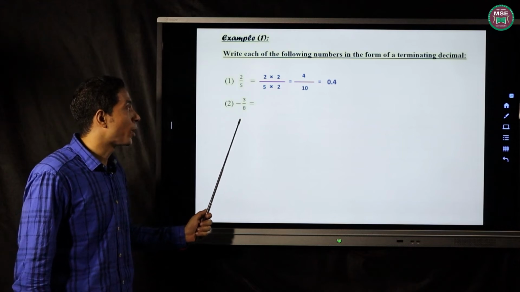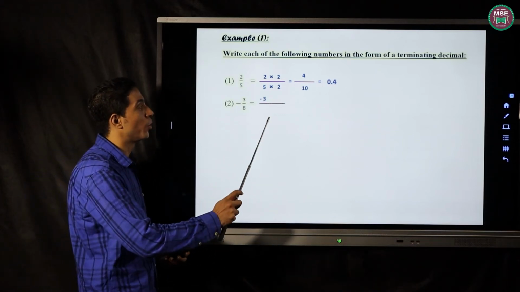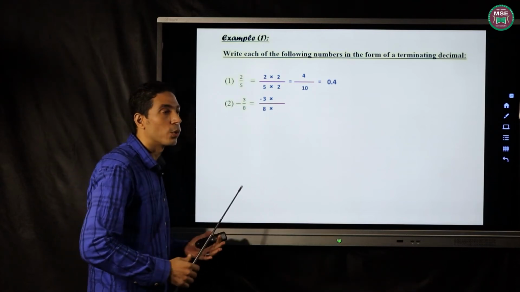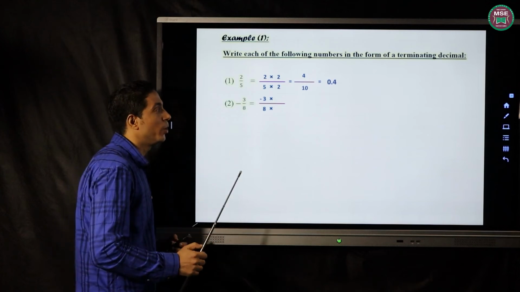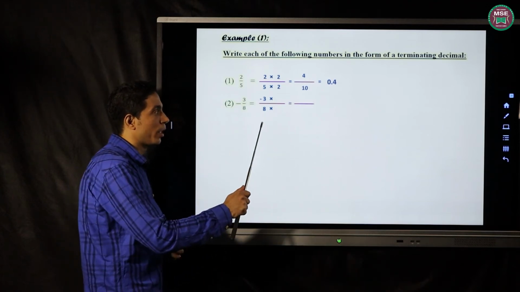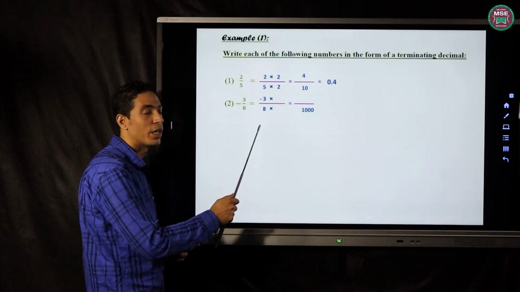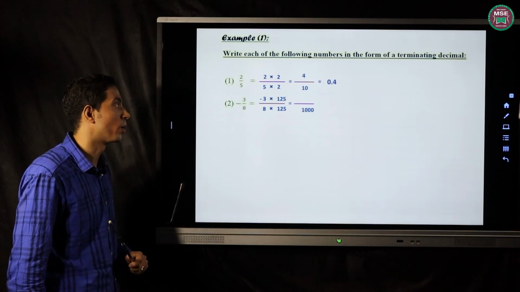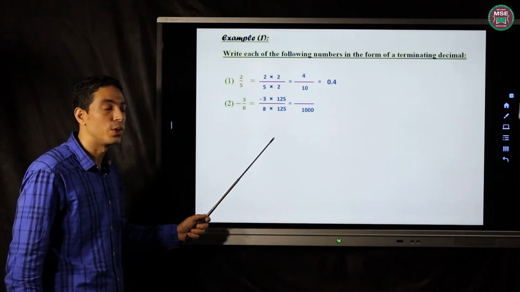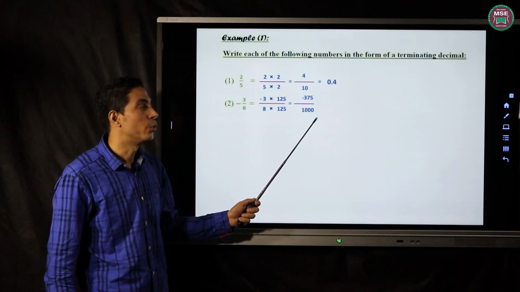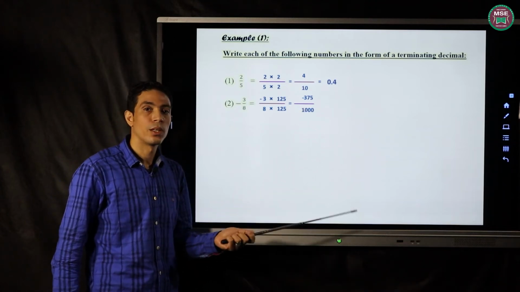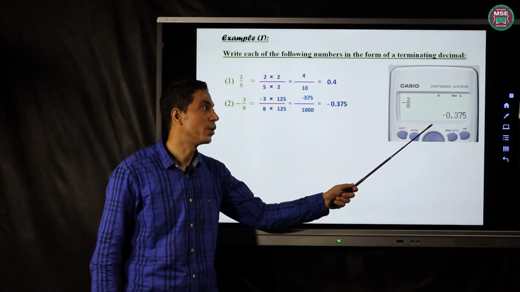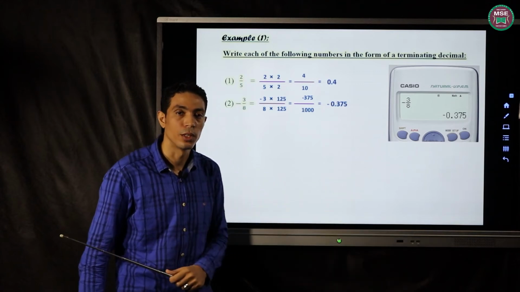Number 2, negative 3 over 8 equals. We write negative 3 in the numerator and 8 in the denominator. We need to make the denominator equal 10 or 100 or 1000. We know that 8 can be converted to 1000 by multiplying 8 times 125, multiplying the denominator and the numerator by 125. Negative 3 times 125 equals negative 375, which equals negative 0.375. Also we can type negative 3 over 8 on the calculator, and the result will equal negative 0.375.